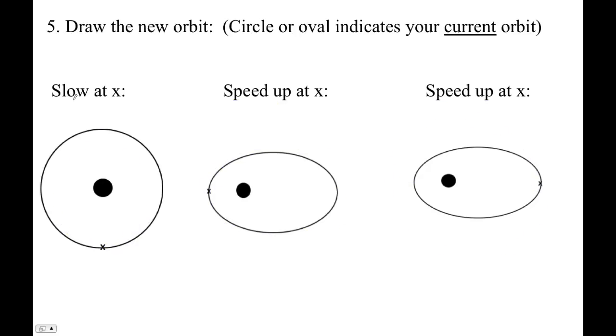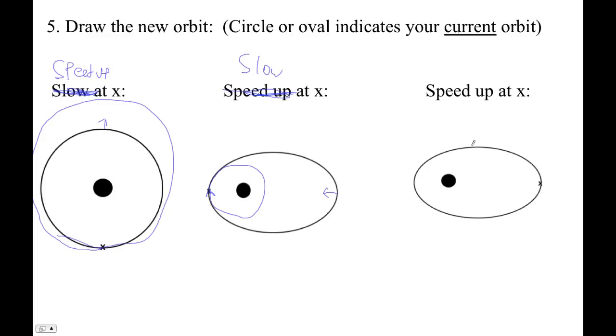Now let's consider the other possibility. What if this said slow or speed up? Well, if it's sped up, we'd bring this side out. So what would be outside this one? More elliptical like that. What if we slowed down here? What if we slow at the x? Well, if we slow at the x, it's going to bring this side in. So possibly our new orbit would look like this. So we could slow it like that.